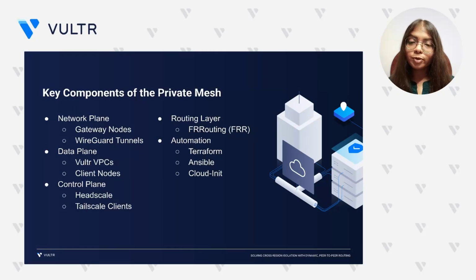Let's now break down the proposed architecture into four major planes. First is the network plane. Each Vultr region hosts a gateway node that participates in a full WireGuard mesh using Tailscale. These gateways advertise their local VPC subnet and serve as cross-region egress and ingress points. The mesh allows secure and private connectivity between regions, bypassing the public internet.